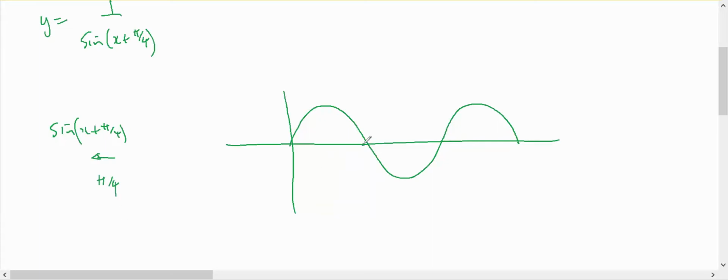Therefore, if I was to break this up into pi, 2 pi, 3 pi, I now need to move all of this pi on 4, so I need to break these into pi on 4s. So that this point here now moves to there, to negative pi on 4.